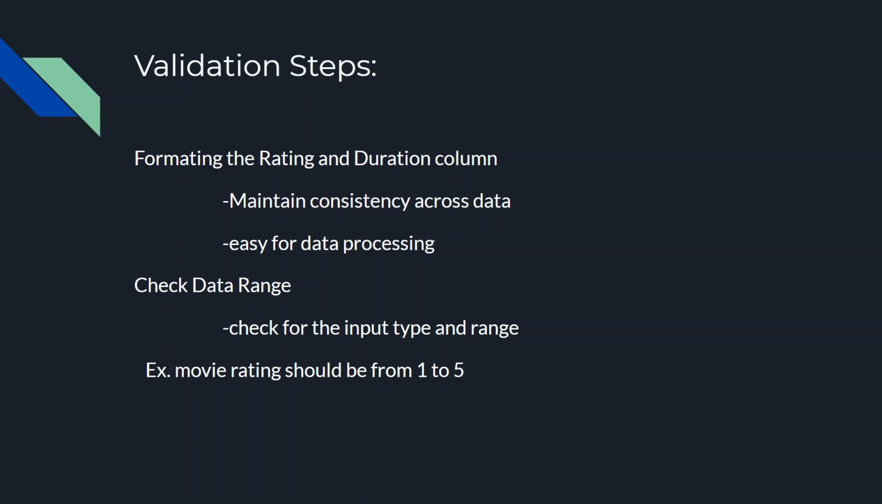If the data are all in the same format, then it helps to maintain the consistency of the data, and it will also be helpful in the data processing step. For example, if we take a date column, it could be in different formats, so it will be very difficult in the processing steps. Our next step is checking data range. It will check the data type of the input and the range of the input. For example, the movie rating column value should be from 1 to 5. If it's any other numerical value, then it would be an incorrect value.